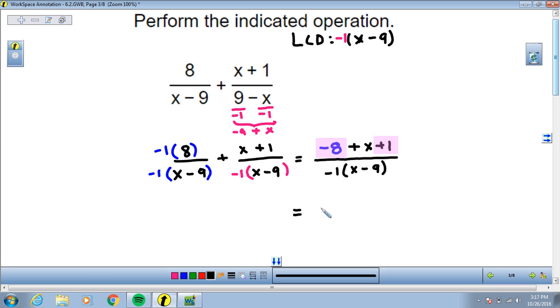So my final answer for this will be x minus 7 divided by negative 1, but remember that we don't have to put that 1, so we can just put that negative times x minus 9. And there's nothing that we can simplify because the x minus 7 and the x minus 9 are not common factors, right? So that means this is my final answer.